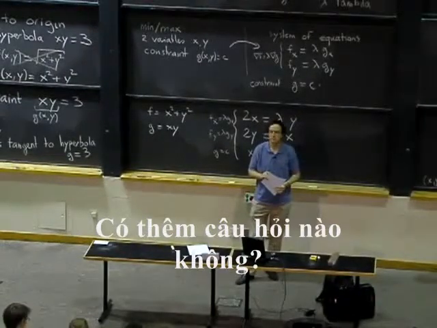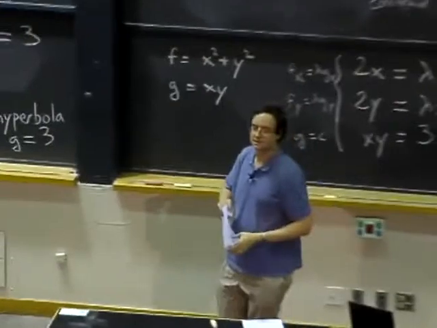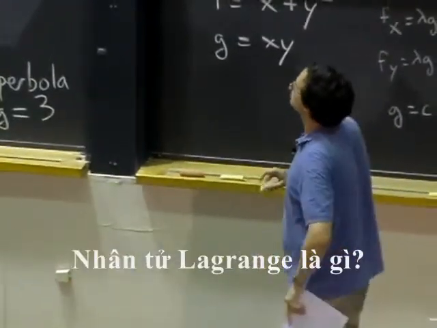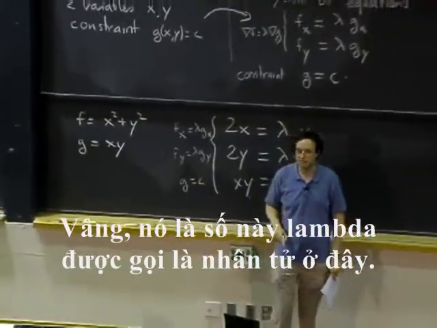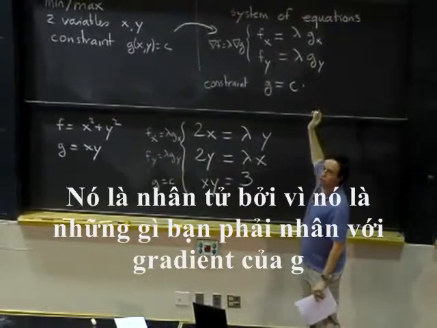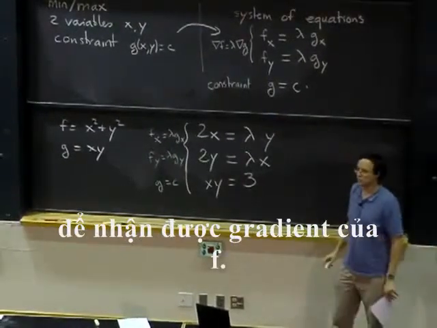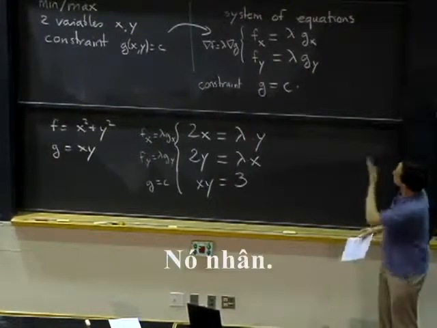More questions? No? Yes? So what is a Lagrange multiplier? Well, this number lambda is called the multiplier here. It's a multiplier because it's what you have to multiply the gradient of g by to get the gradient of f. It multiplies.